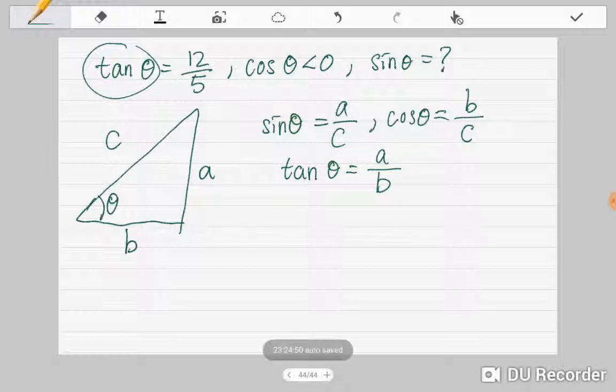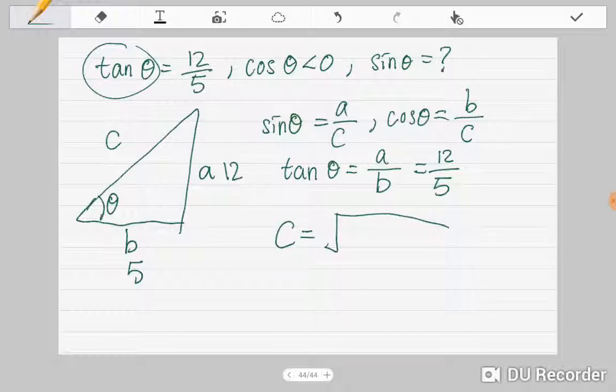So now, since we know that in this question tan theta is 12 on 5, you can clearly see that A is 12 and B is 5. So you can easily find C using the Pythagoras rule, right?